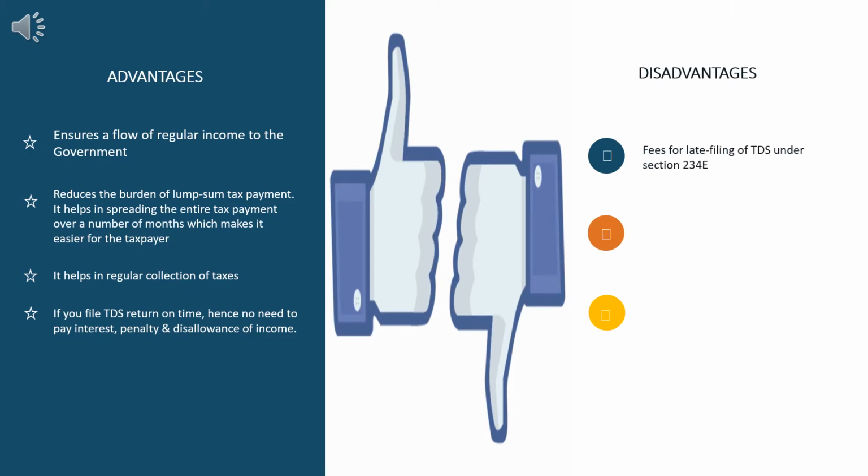Disadvantages: fees for late filing of TDS under Section 234E, penalty for late filing or non-filing of TDS under Section 271H. Interest shall be levied on late deduction and late payment of TDS.